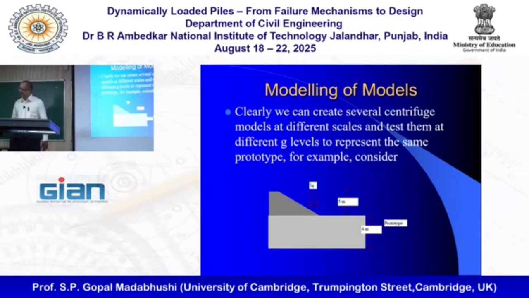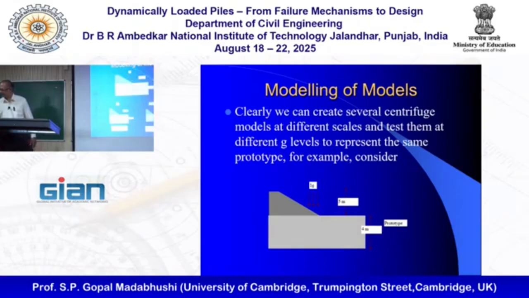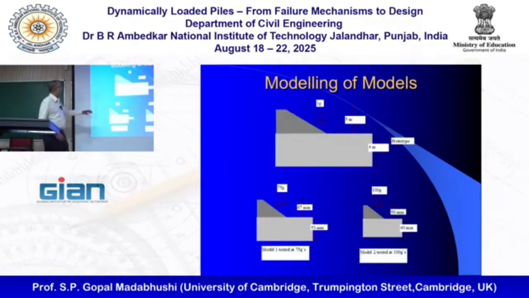We can quite easily do 2 tests. So that is my prototype, and I can scale this at 75 G or 100 G. If I do it at 100 G, the embankment is 50 millimeters high, 40 millimeters of soft clay. And if I do it at 75 G, this is 67 and 53. So I can do both tests, right?